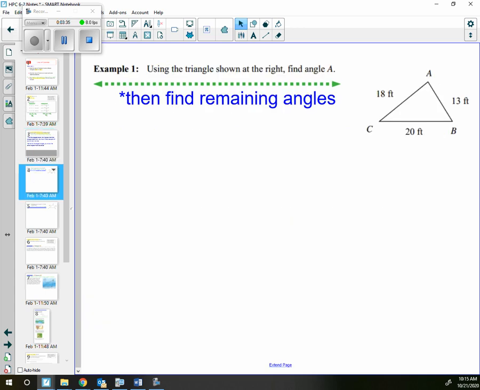So it says, using the triangle at right, find the angle A. They're giving you a picture. They could also just list the side lengths, so you'd have that as well. And it says, then find the remaining angles. I added that. I want to find the whole thing. I want to go through and solve this entire thing so we find all the missing pieces.